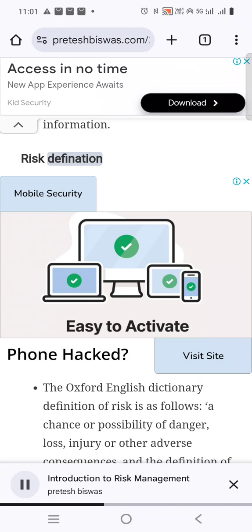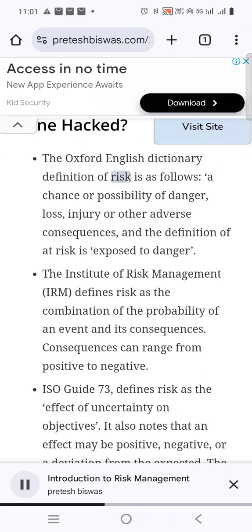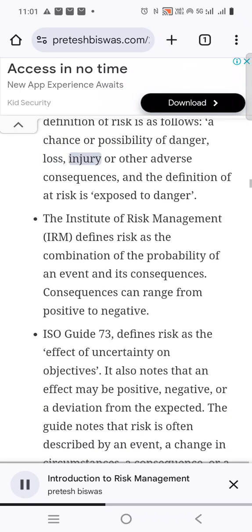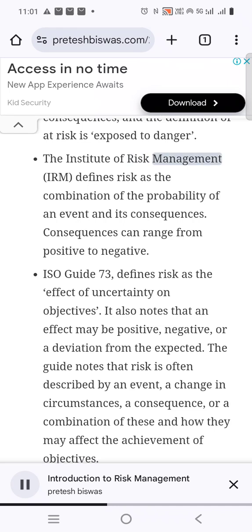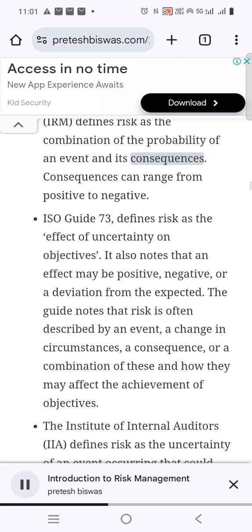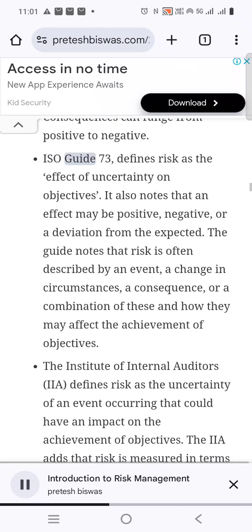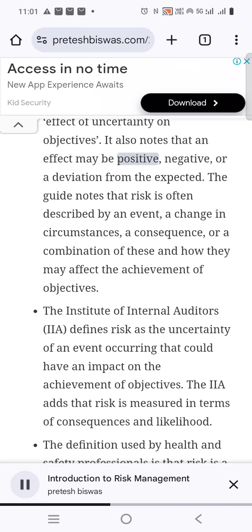Risk definition. The Oxford English Dictionary definition of risk is as follows: a chance or possibility of danger, loss, injury, or other adverse consequences, and the definition of at risk is exposed to danger. The Institute of Risk Management, IRM, defines risk as the combination of the probability of an event and its consequences. Consequences can range from positive to negative. ISO Guide 73 defines risk as the effect of uncertainty on objectives. It also notes that an effect may be positive, negative, or a deviation from the expected.